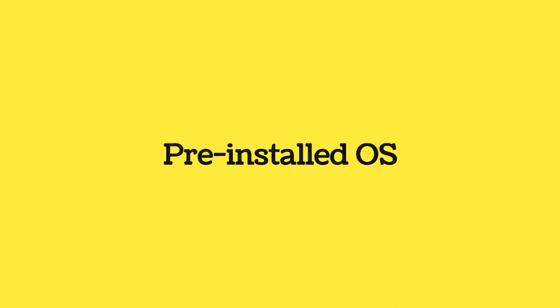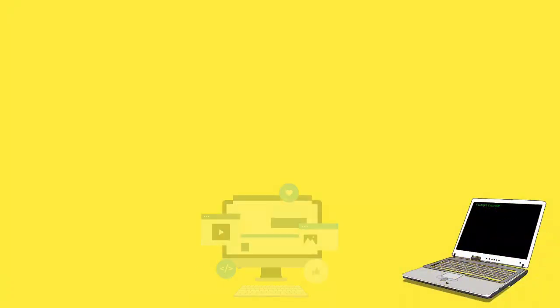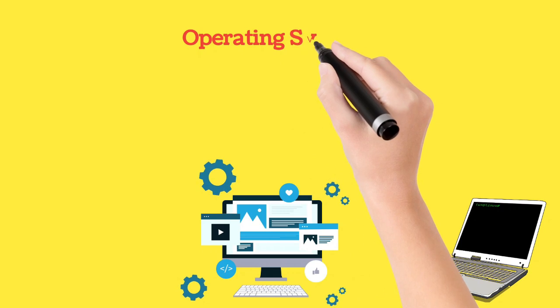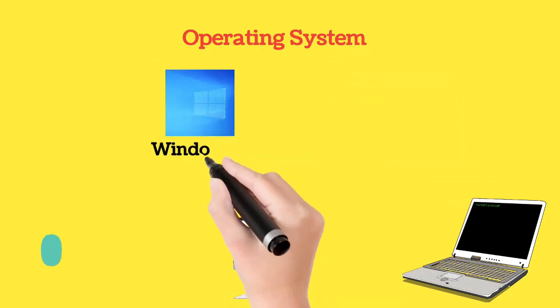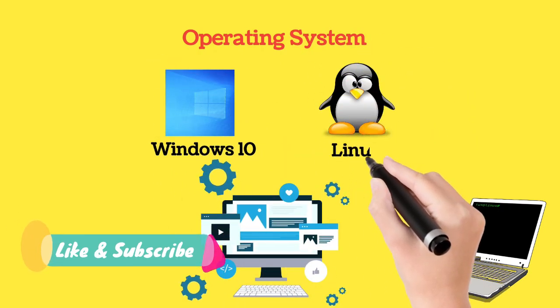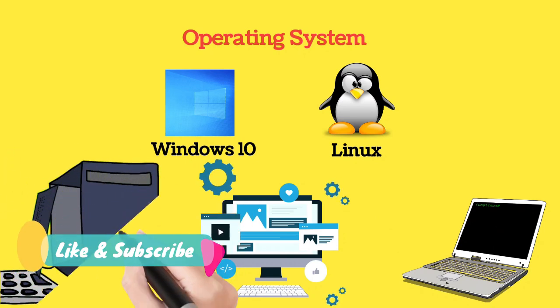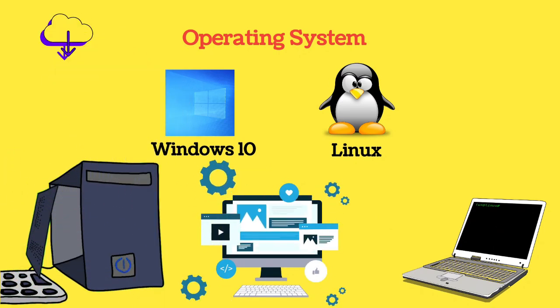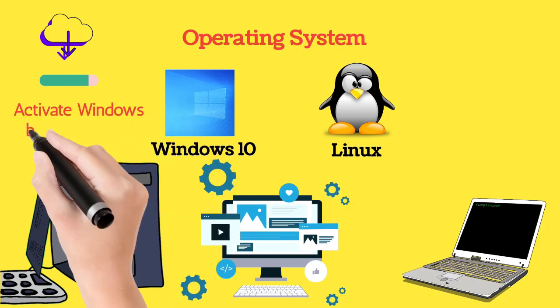Pre-installed OS. In laptops and branded desktops, the operating system like Windows or Linux is pre-installed by the company. But in an assembled desktop, we need to download, install and activate Windows.